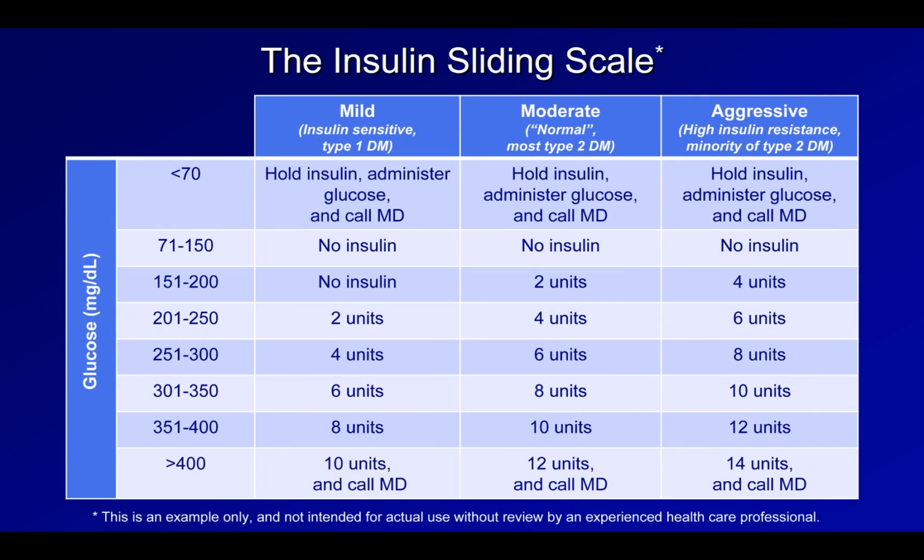The insulin sliding scale itself can be a little confusing at first. Each hospital typically has its own scale, pre-approved by a committee of pharmacists and physicians. Here is just one example of such. The only decisions the ordering physician needs to make for an individual patient are which form of insulin to use and which of the 3 levels to use. The mild scale is generally reserved for insulin-sensitive patients, such as type 1 diabetics. The moderate scale is used for most type 2 diabetics. And the aggressive scale is for patients with unusually high levels of insulin resistance, which are a minority of type 2 diabetics.